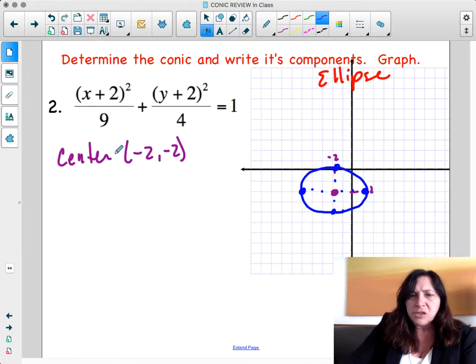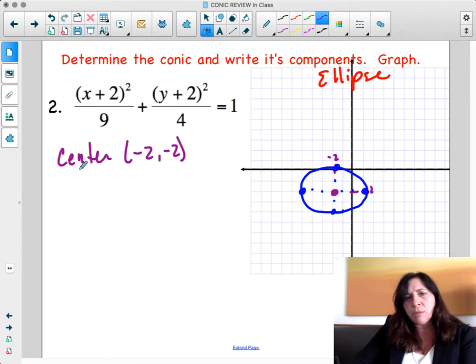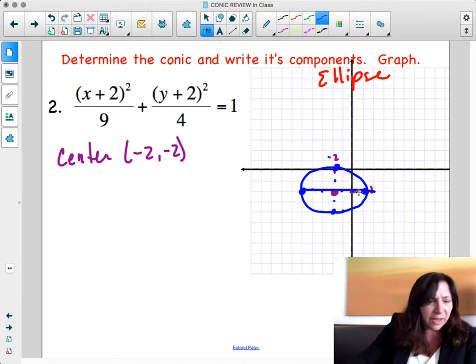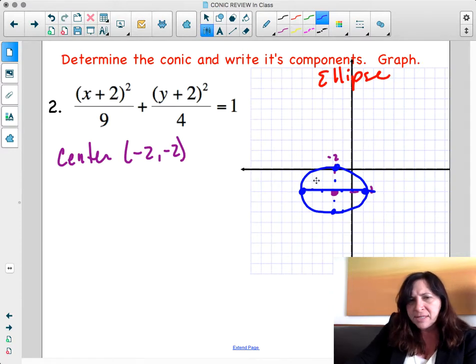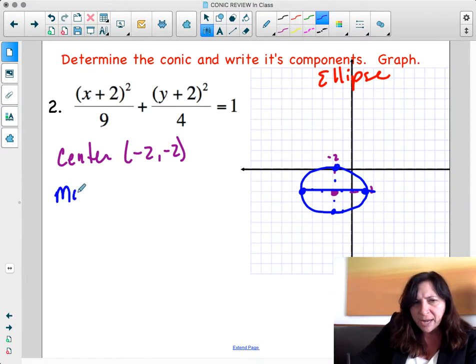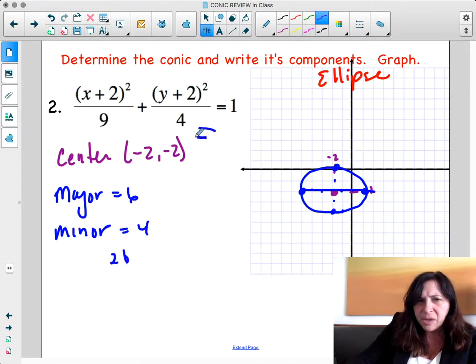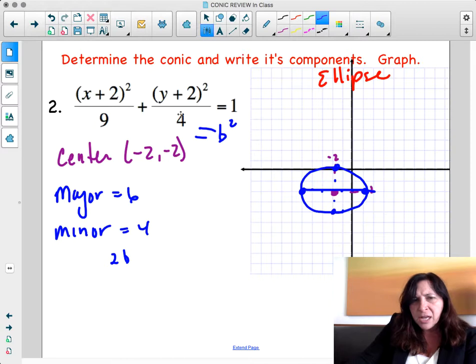All right. So what's happening is I have a couple of things that I need to talk about. I need to know where my focal points are. Remember, my focal points are always on my major axis. My major axis is 3 to the left, 3 to the right, which means that's a total of 6. So my major axis is equal to 6. My minor axis is going to equal 4 because it's going to be 2b. Remember, b is the smaller number, b squared. So b is 2. So we're going to go up 2, down 2. So that's my minor axis.